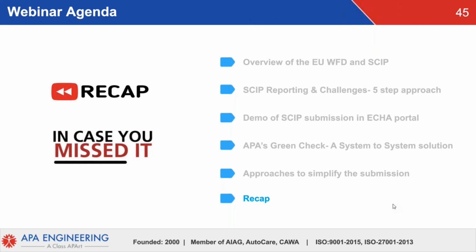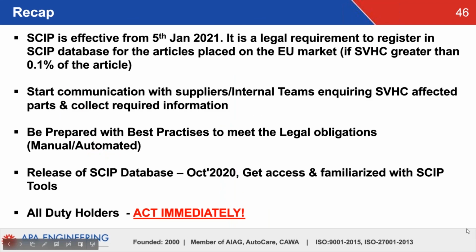So thank you, Sonia. And now to recap, just in case you missed anything, next slide. SCIP is effective January 5th, 2021. It is a legal requirement for you to register in the SCIP database for any of your articles or products placed in the EU market, provided the substance of very high concern is greater than 0.1% of that article.